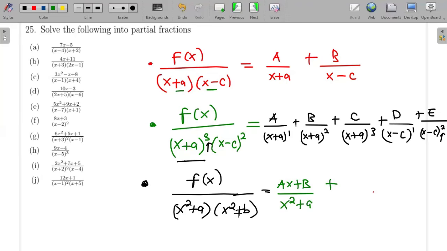And then I'll say plus, even this one is unfactorizable, so it has to be over a linear expression. So that would be cx plus d divided by x squared plus b. This is how we are going to be handling an unfactorizable factor. Then there are questions where there's just a combination of these three. There will be a linear factor, a repeating one, and an unfactorizable one. So let's give an example.